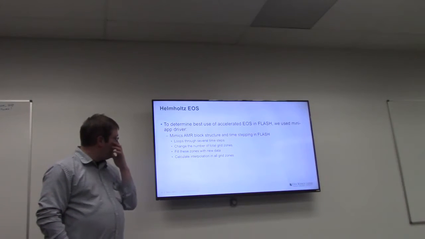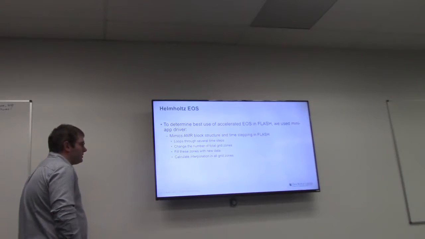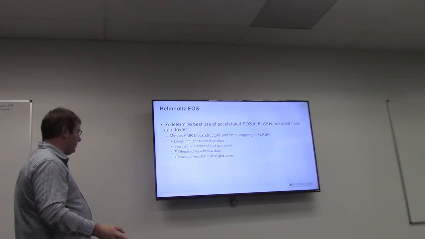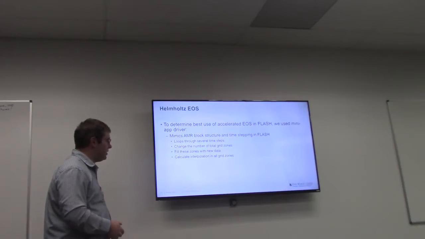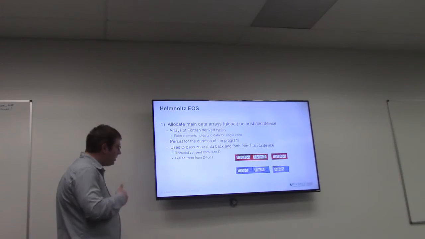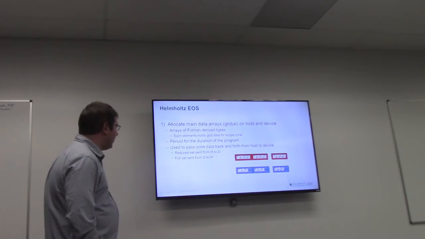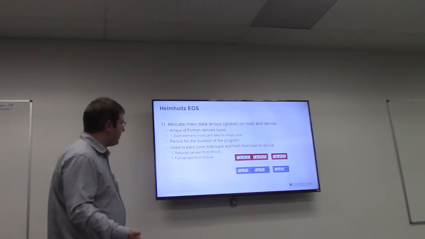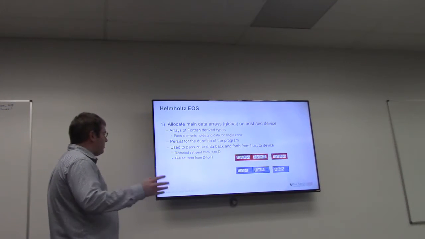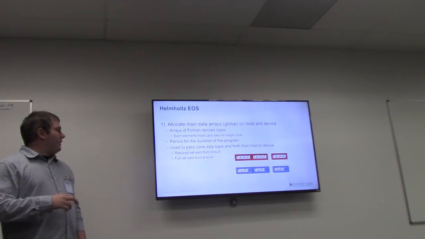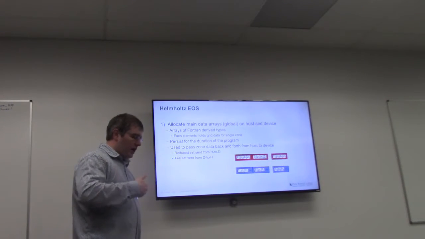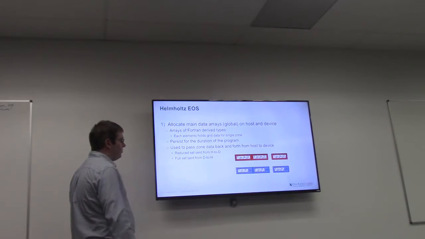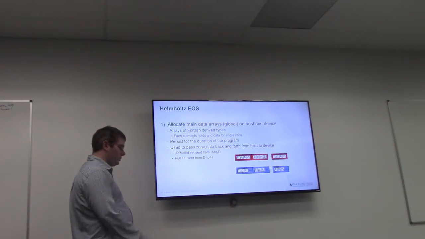And so we used a mini app driver to test this, and it mimics the structure that we see in Flash, where we have a loop over several time steps, and then within that loop we have a loop over several zones. For each of those zones they call an equation of state. And so the basic workflow allocates the main data arrays on the host and the device. These are arrays of Fortran derived types, and they're global data that persist for the duration of the program. And then we use a reduced data set for the copy in, basically only the input state, and then we copy out the full state, including things like internal energy and pressure and entropy.